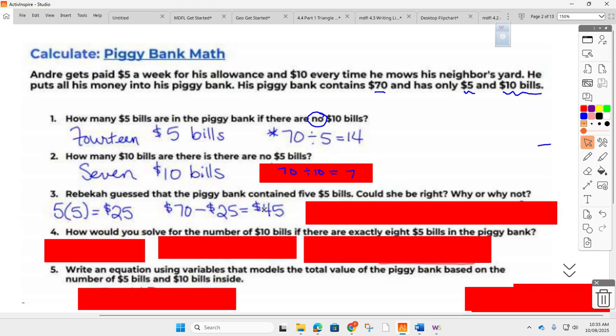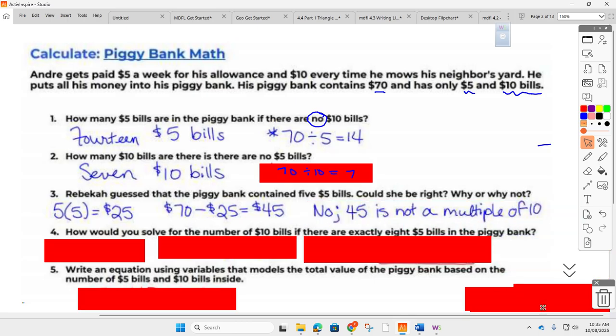Can you get $45 out of just $10 bills? Yeah. So $45 is not a multiple of 10, so we can't have $5 bills, right? Our fives would have to be in even numbers, so we could get multiples of 10. How would you solve for the number of $10 bills if there are exactly 8 $5 bills in the piggy bank? What would you do?